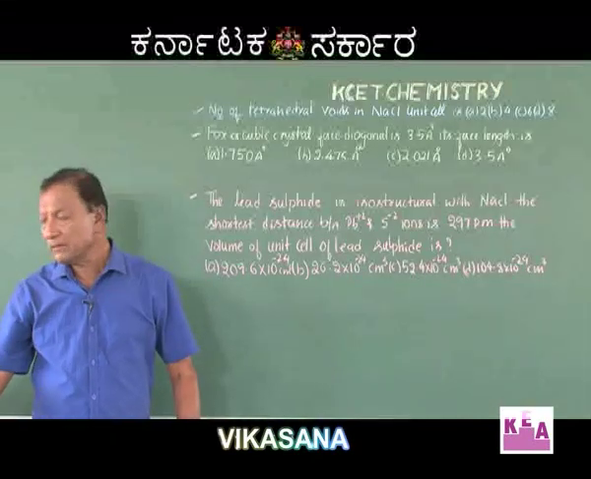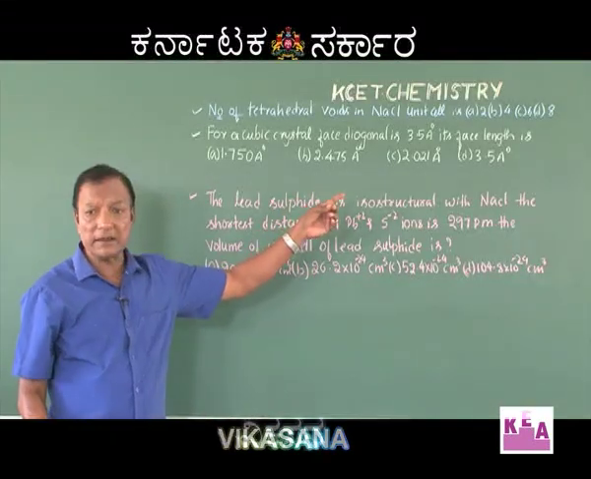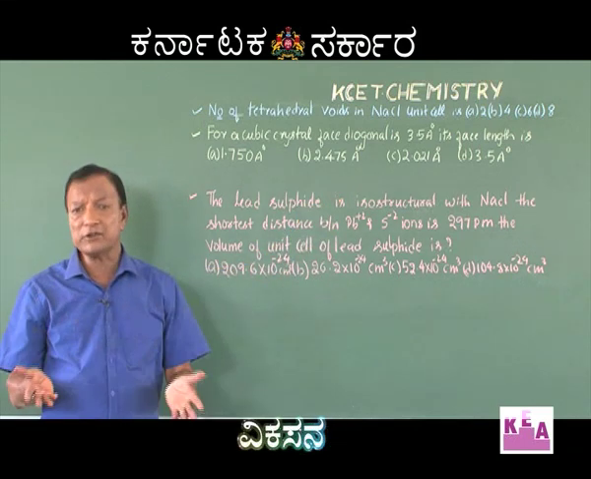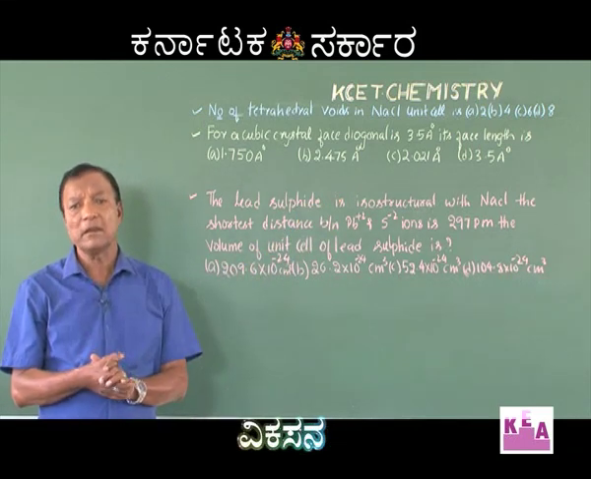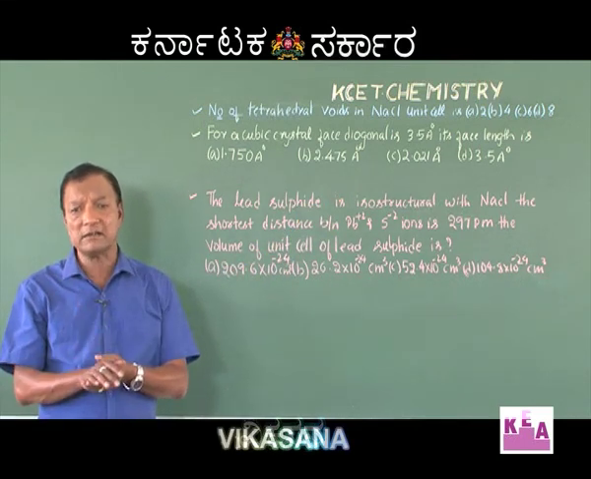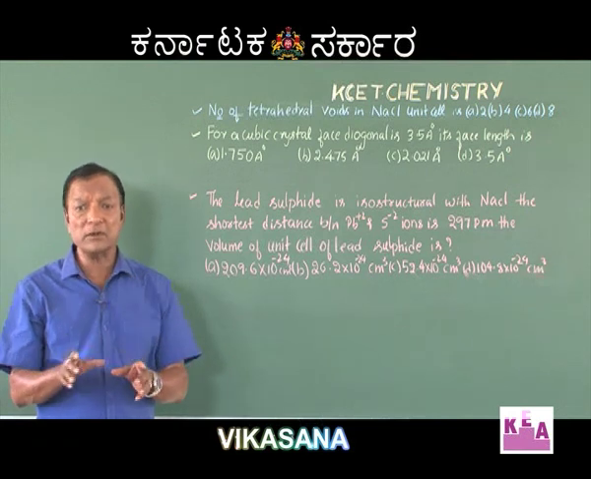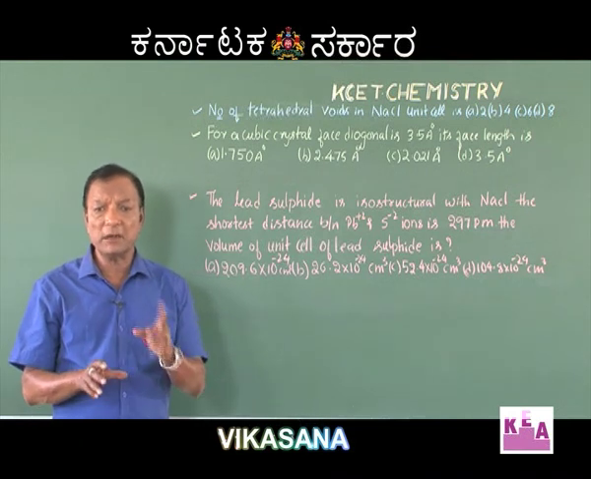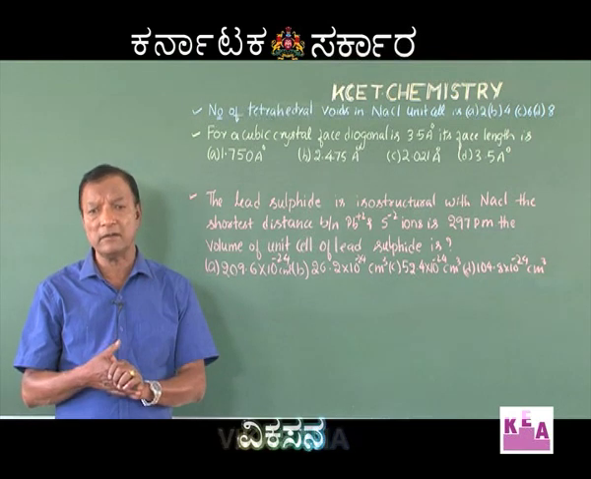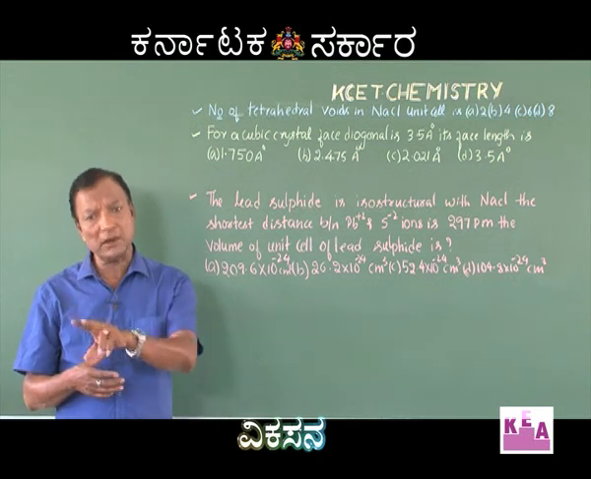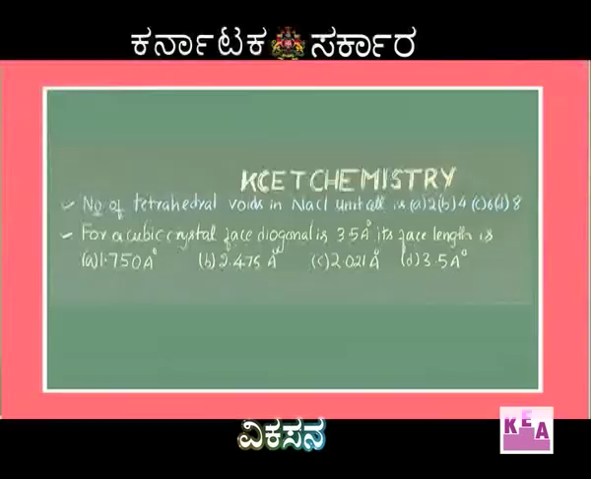So this way, the tetrahedral voids can be calculated. And for additional information, the number of octahedral voids is equal to the number of particles. One particle, one octahedral void. One particle, two tetrahedral voids. That is how we come to the calculations.